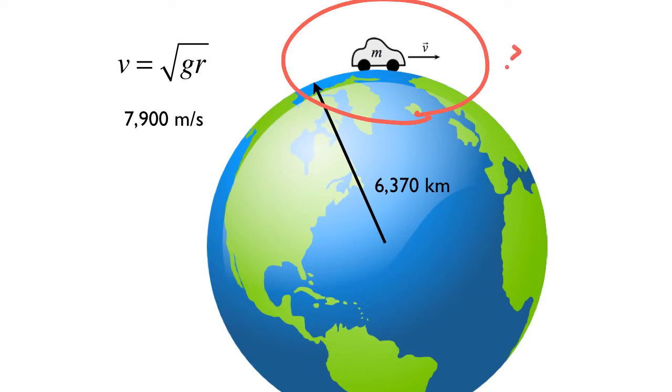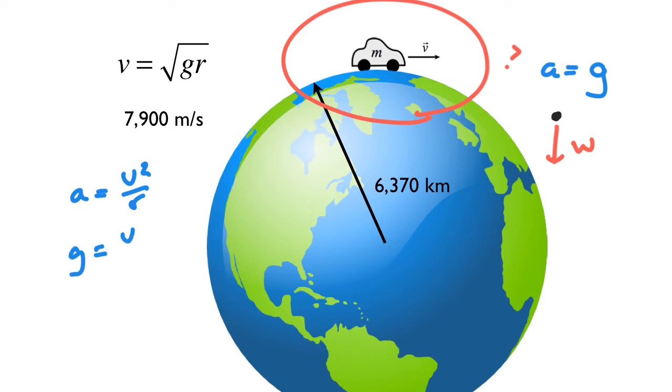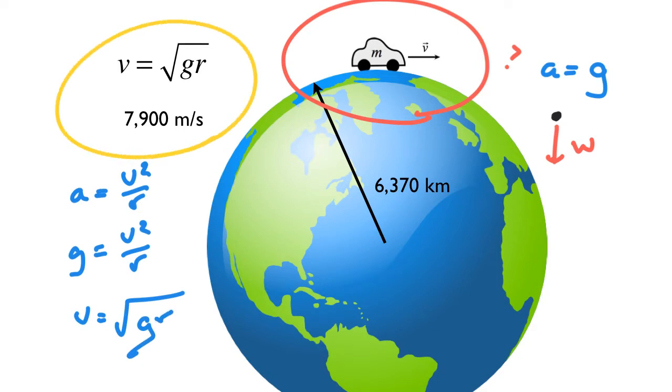Well, let's do a free body diagram. If you're going so fast that your tires leave the road surface, the only force on you is the weight force. And if the only force on you is the weight force, your acceleration is equal to g, 9.8 meters per second squared. We know the acceleration in circular motion is equal to v squared divided by r. So g is equal to v squared divided by r. V would be equal to the square root of g times r, and in the case of the Earth, you end up with a speed of 7,900 meters per second. So if you could drive your car at 7,900 meters per second, you would leave the surface of the Earth.